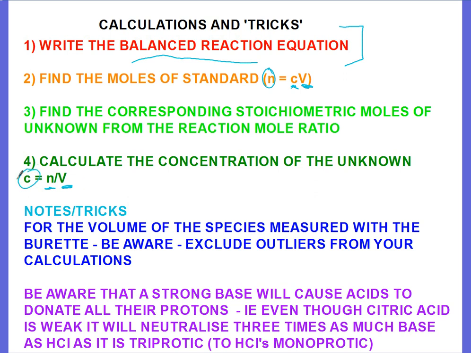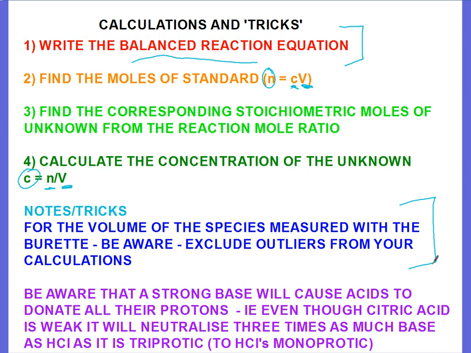Now there are 2 common tricks they give you in titration questions in the HSC. The first of all, because you run titrations a number of times to get some very close values, they'll often give you a table of results for titrations. One of those values will be an outlier. So make sure you look for that outlier and you exclude that outlier from your calculations.